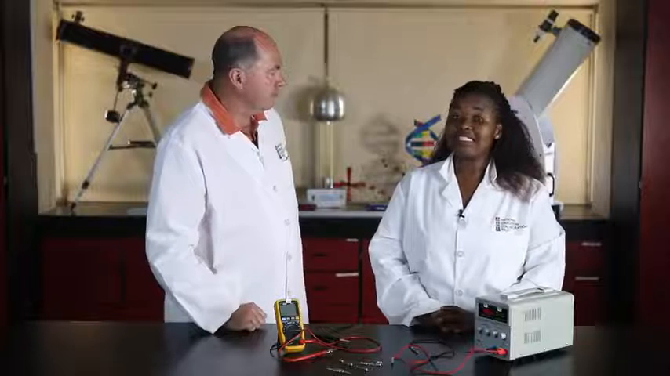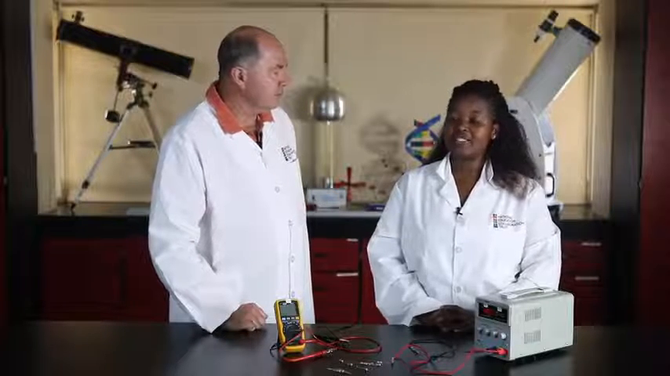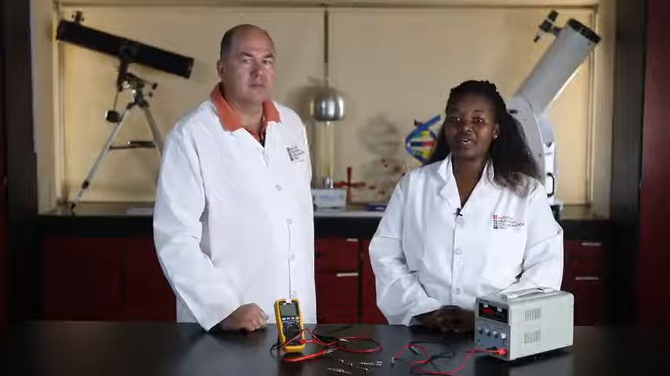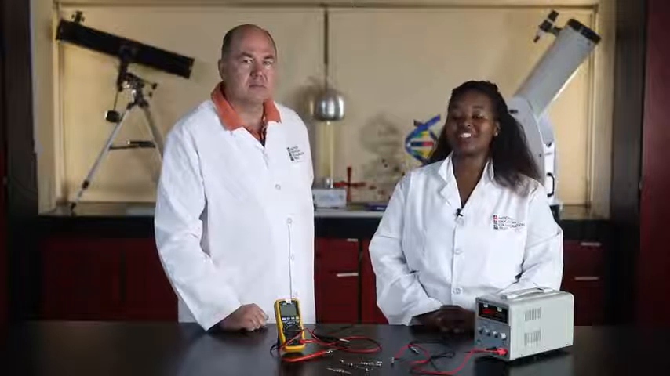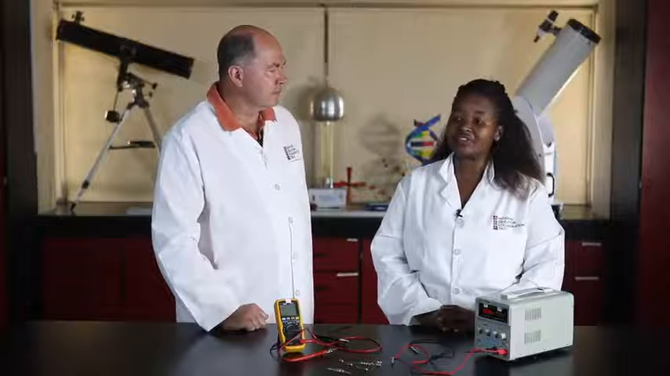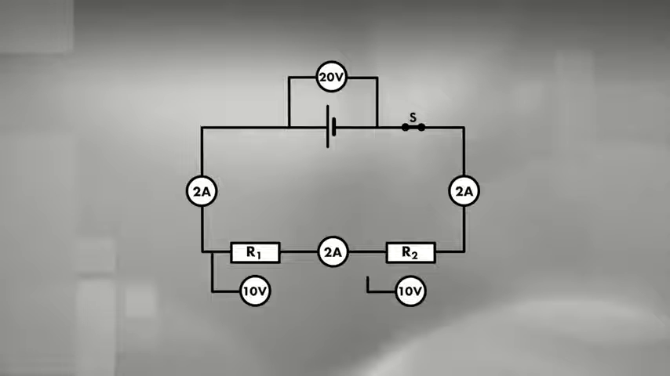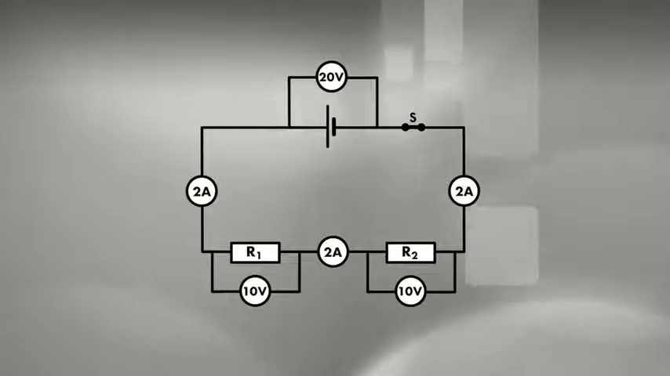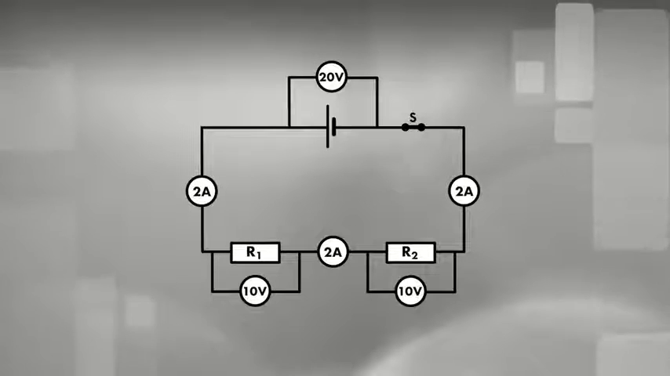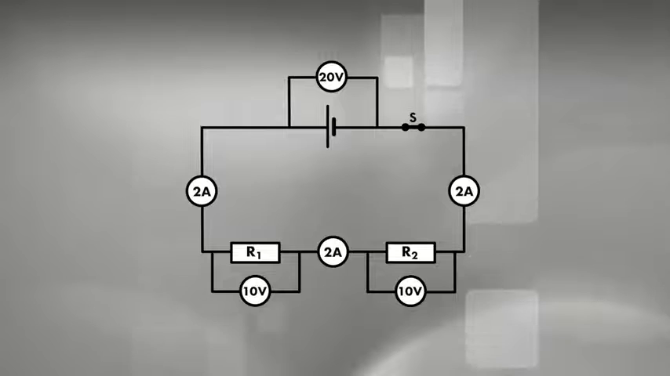Remember that both resistors are identical, so they have the same resistance. And they both have the same current flowing through them because they are connected in series. So each resistor must have the same potential difference across it. So do our experimental results agree with these principles? Well, yes. The total potential difference across the cell is 20 volts. So the potential difference across resistor 1 is 10 volts, which means that the potential difference across the second resistor, R2, must also be 10 volts.